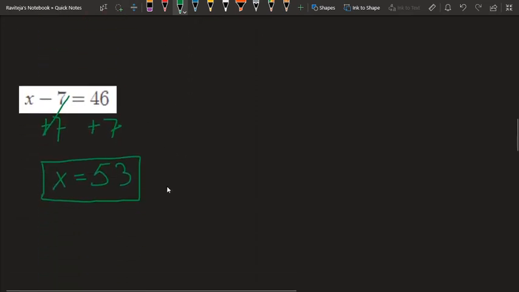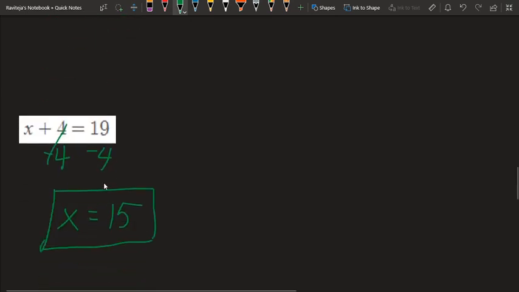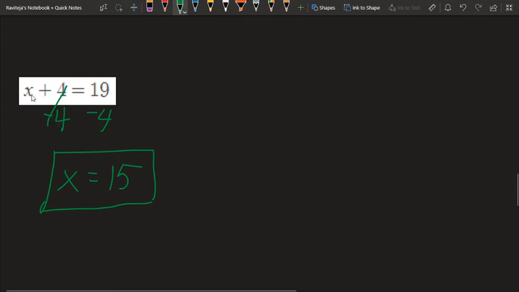So for example number 2, we substitute 53 in for x. 53 minus 7 is 46. Does 46 equal 46? Yes, it does. So now we know this is the right value. Back over here, we see we substitute 15 in for x. We get 15 plus 4, 19. Does 19 equal 19? Yes, this is the right x value.